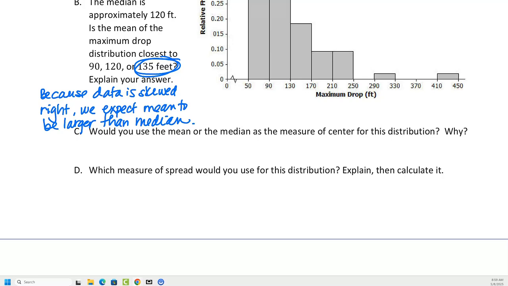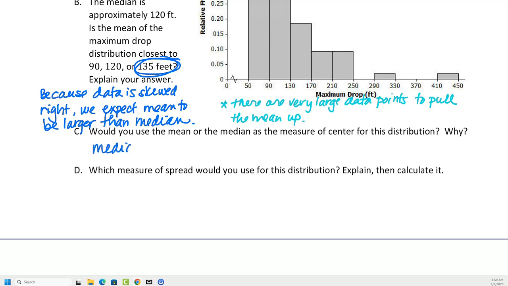So we could say there are extra data points that will pull it to the right. I'll write there: there are very large data points to pull the mean up. Would you use the mean or the median as the measure of center for this distribution? And in this case, we would choose the median.